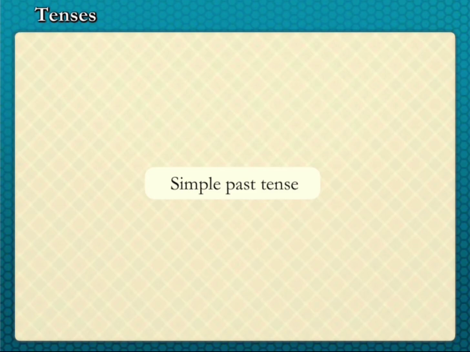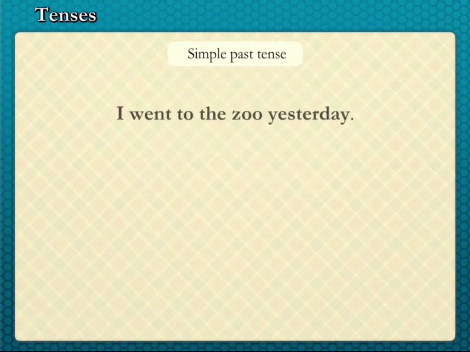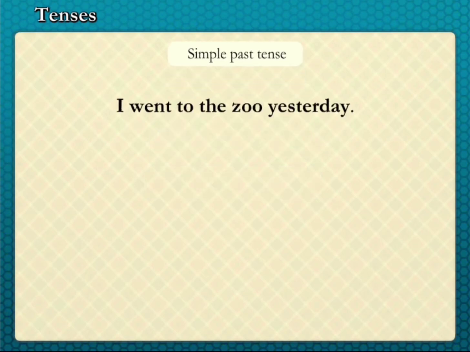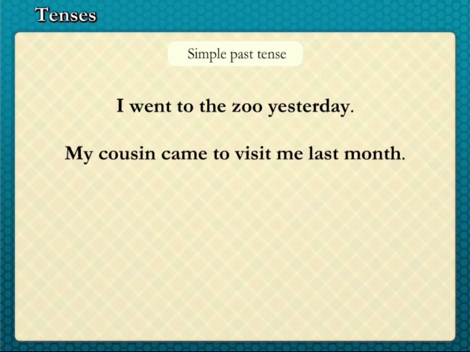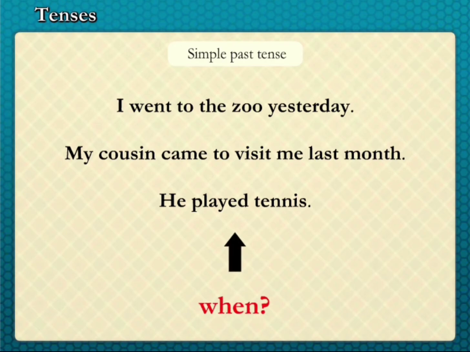Now look at these sentences. I went to the zoo yesterday. My cousin came to visit me last month. He played tennis. When do the actions in these sentences take place?